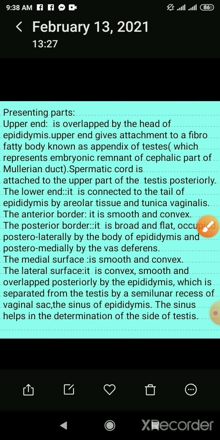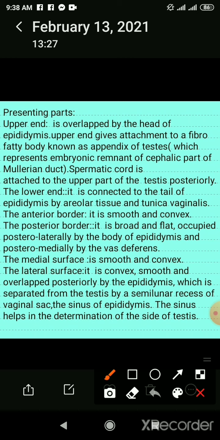Now come to the description of this. So upper end. The upper end is overlapped by the head of the epididymis, and the upper end gives attachment to a fibrofatty body known as appendix of the testis, which represents the embryonic remnant of the cephalic part of the Mullerian duct. And the spermatic cord is attached to the upper pole of the testis posteriorly.